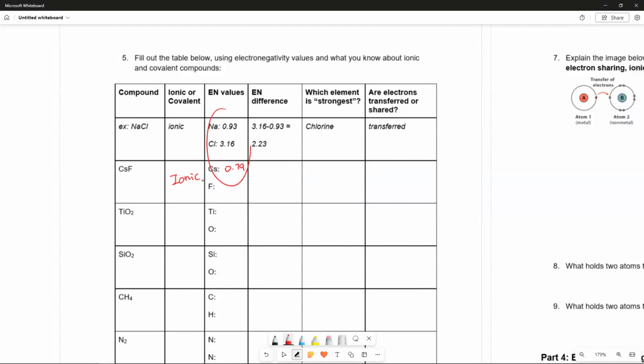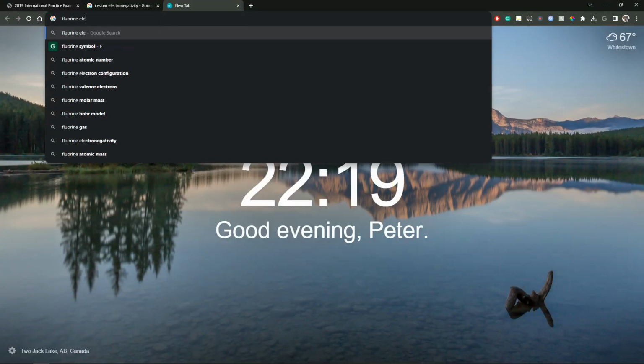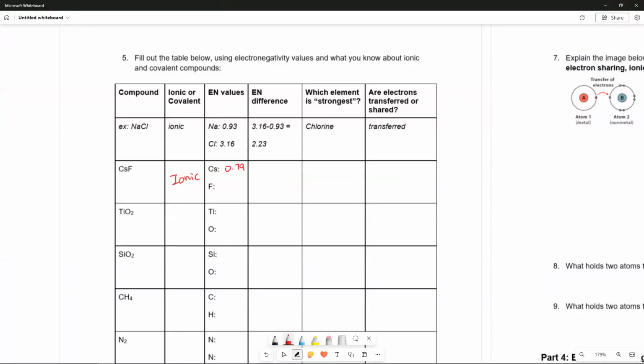And you don't memorize these numbers. Who memorizes these? No one. You'll just Google them, or it'll be given to you on an examination. Fluorine electronegativity is 3.98. And so if you look at this value alone for cesium fluoride and you calculate the difference, you just subtract it.